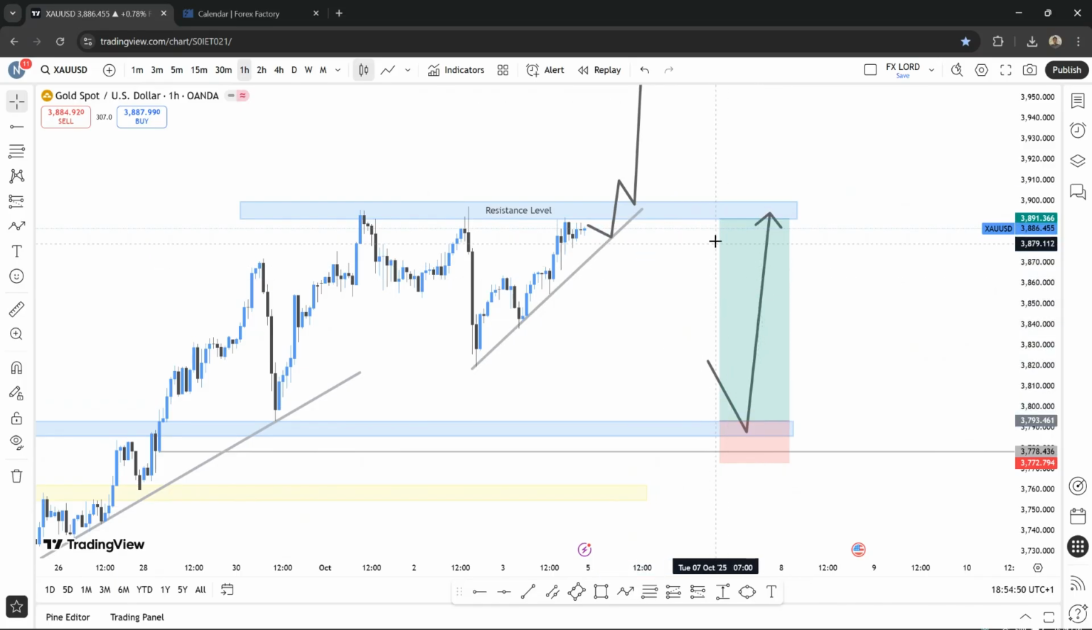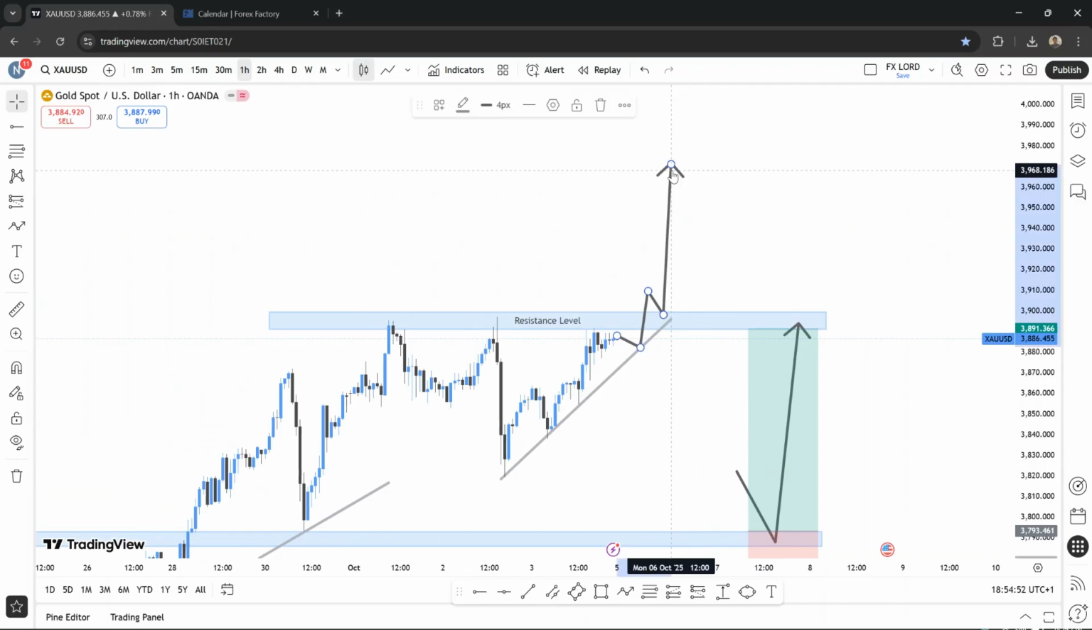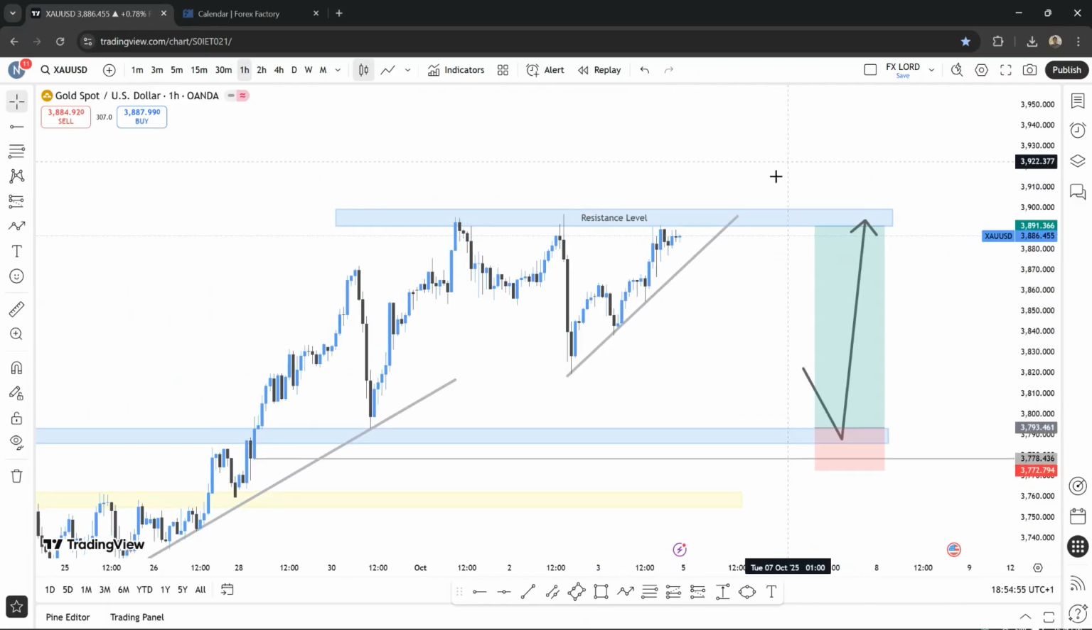So this is my bullish scenario and my bearish scenario on gold for this week.